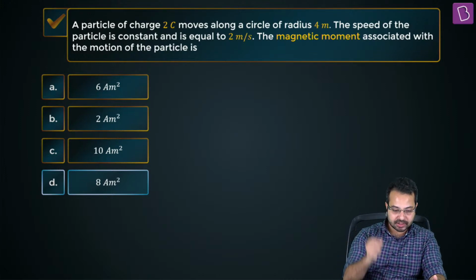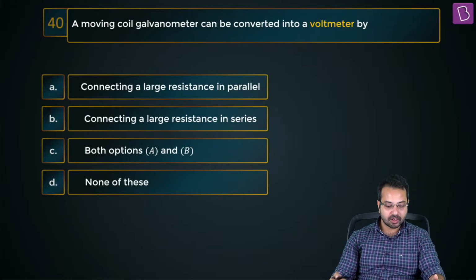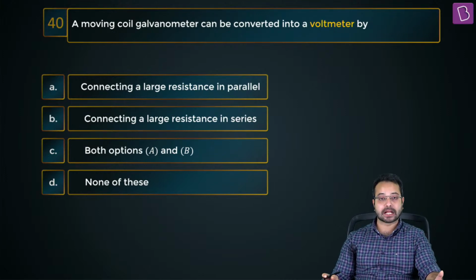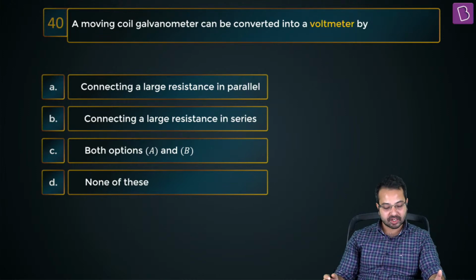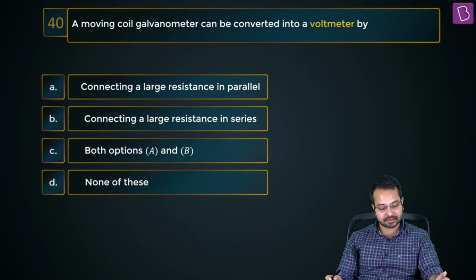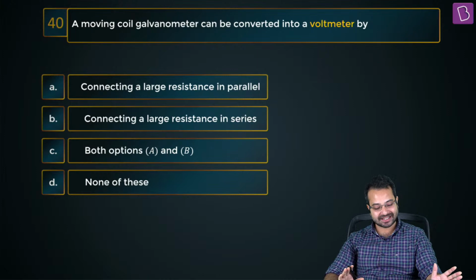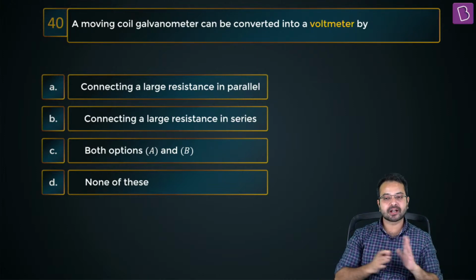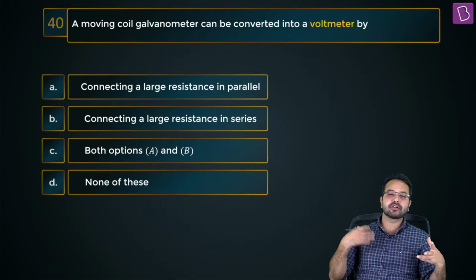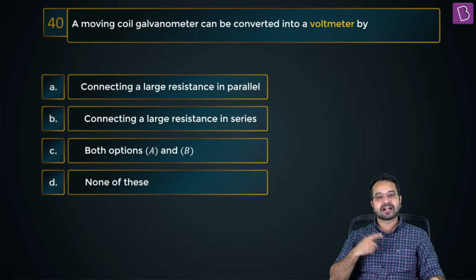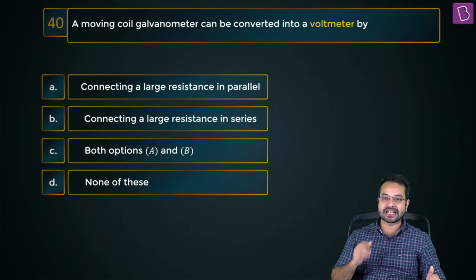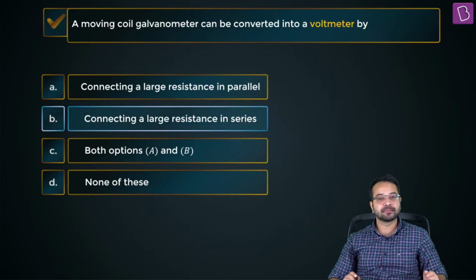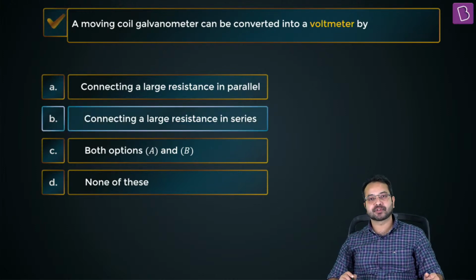Alright, let's move forward. Now we have a moving coil galvanometer, and it can be converted into a voltmeter by connecting a large resistance in parallel, or connecting a large resistance in series. Now if you have studied conversion of galvanometer into an ammeter or voltmeter, we know that we have to connect this shunt, and this should be a large resistance connected in series. So option B should be the right option.